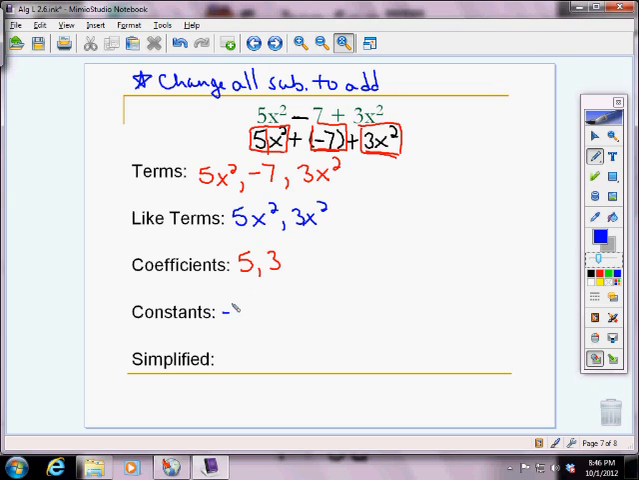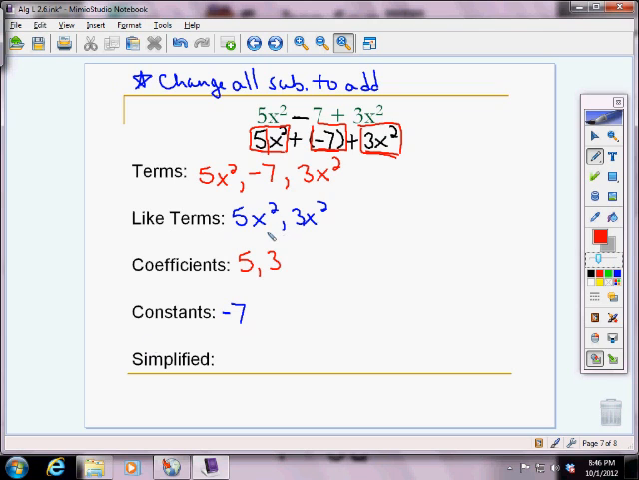So in this case, negative 7 is a constant term. Again, this is why it's important that you change subtraction to addition, because if you put a positive 7 here, it would be marked wrong. Now the very last thing you're going to be asked to do is to simplify. And what it means by simplify is it means to combine your like terms.